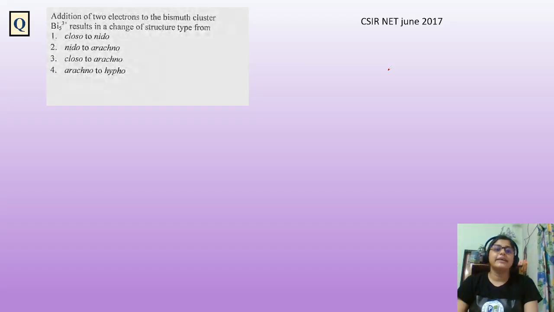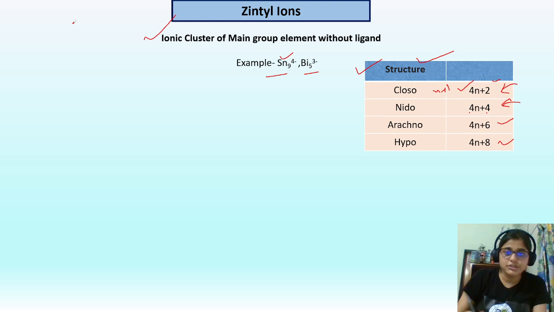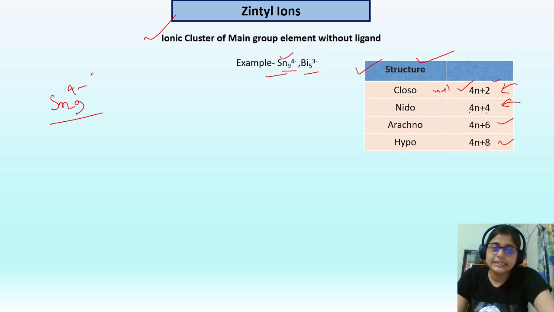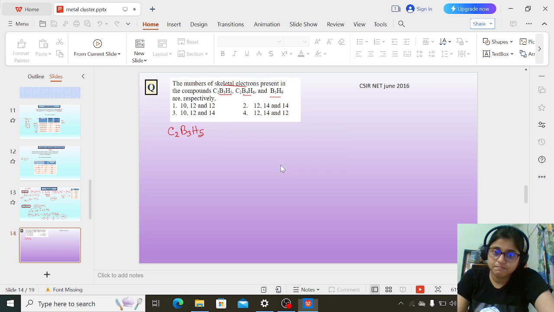Okay, so here is a question. I will solve this one also like this. Let's say Sn9 4 minus. Okay, so tin is in which group? Please tell me. It is in group 4, right? Carbon group.